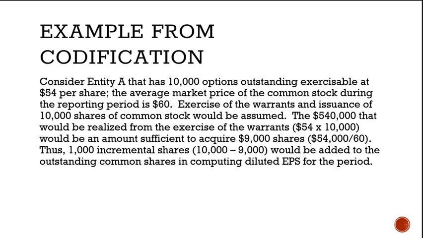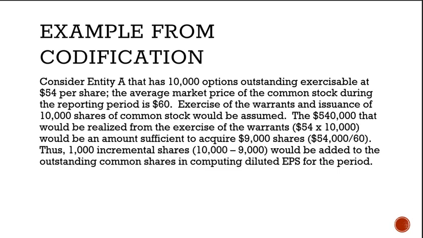Here's the example actually used in the codification from the FASB. We have 10,000 shares outstanding, exercisable at $54. The average price of the common stock during the period is 60. So this is dilutive, right? Because the price per share at exercise is below the average market price. So we exercise the warrants or the options and issue 10,000 shares. That's assumed. It hasn't actually happened. We're just going to make that assumption.